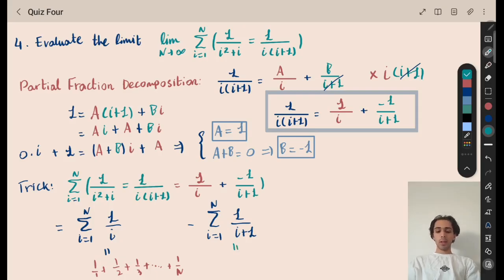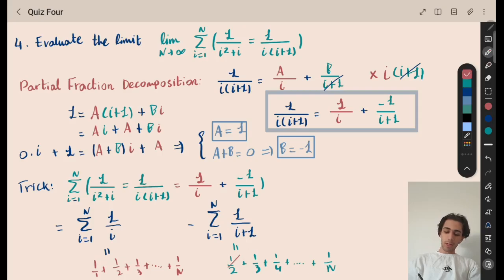And what does this look like? Well, it looks as follows. You just plug in 1, you get 1/2, then you add 1/3, and then you add 1/4. But then what's going on here? We're taking a minus. So in theory, this should cancel out with these, but this will remain. That is the trick.